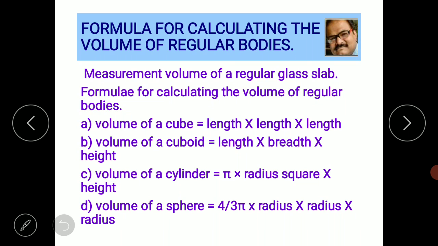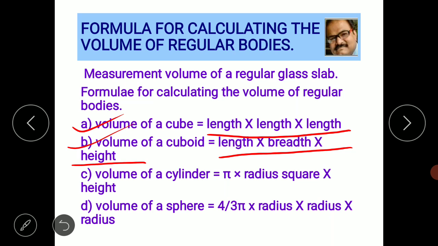So, first of all, let us learn how we can find the volume of a cube. We can find it by applying the formula length multiplied by length multiplied by length, or length raised to the power 3. And if we have to find out the volume of a cuboid, then what do we do? We apply the formula length multiplied by breadth multiplied by height.